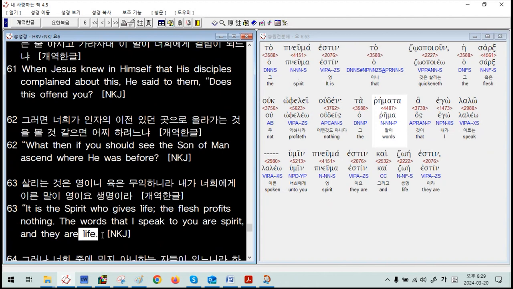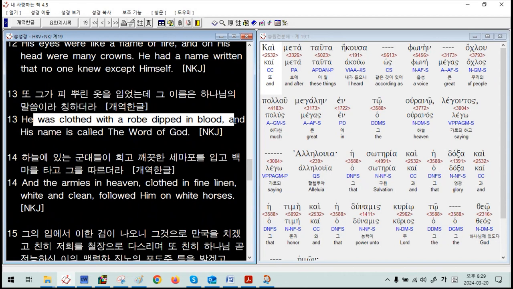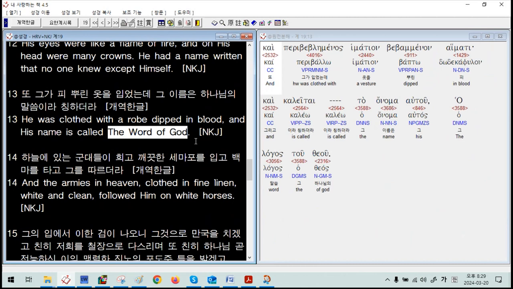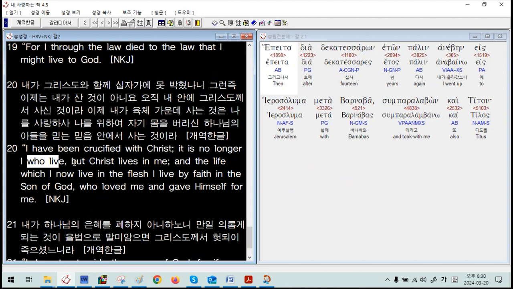Then who is Jesus? Jesus is also the word of God, isn't he? When we go to Revelation chapter 19:13, he was clothed with a robe dipped in blood, and his name is called what? The Word of God. So the word of God is sown into my heart. Jesus is born inside me. Then Jesus is born, and then I am crucified together with him, right? That's what Apostle Paul is talking about, Galatians chapter 2, verse 20. I have been crucified with Christ. It is no longer I who live. Christ lives in me. The life which I now live in the flesh, the word becomes the flesh, I live by faith in the Son of God.